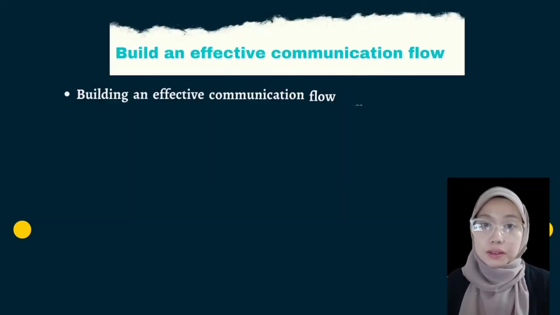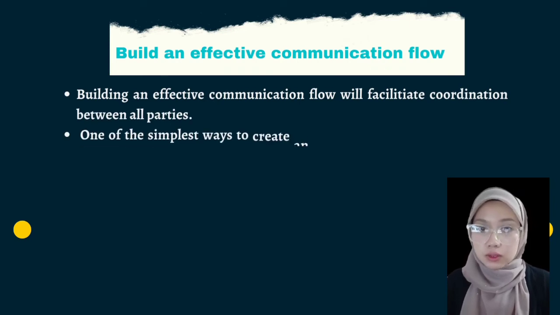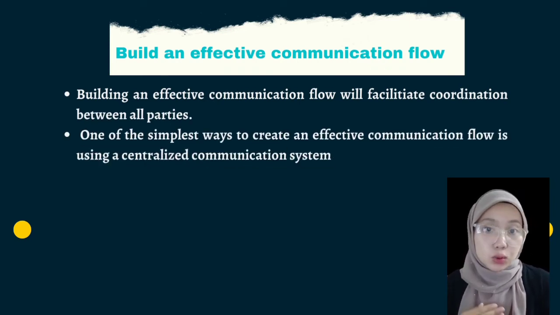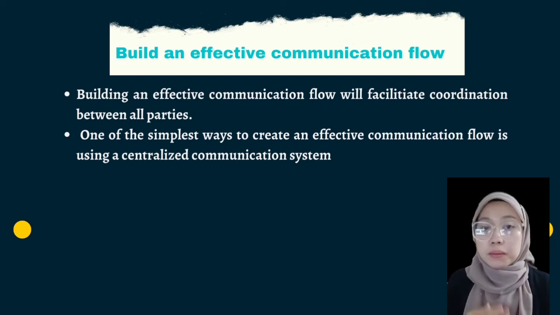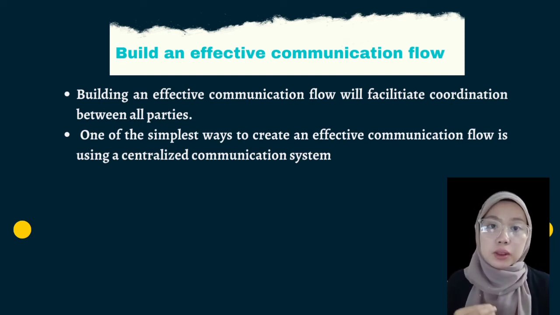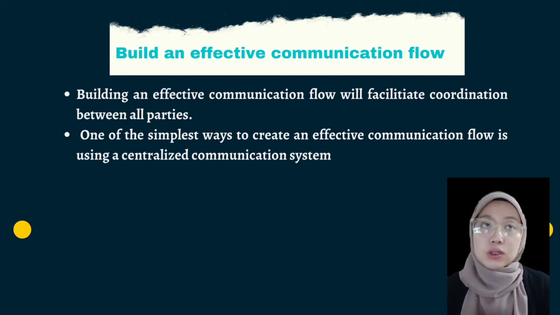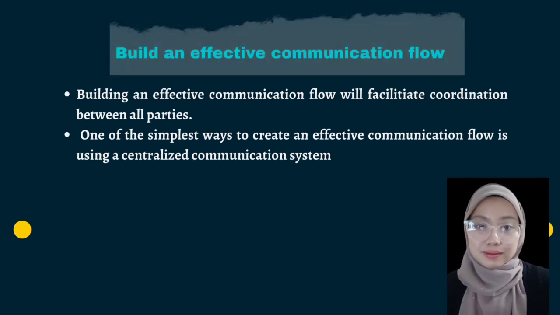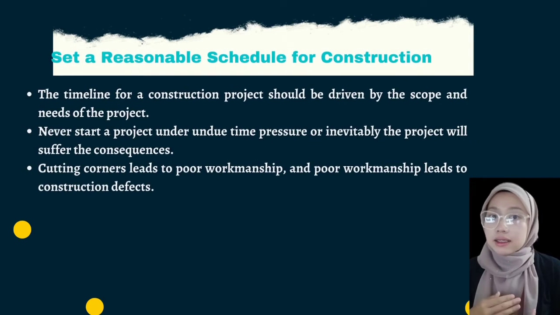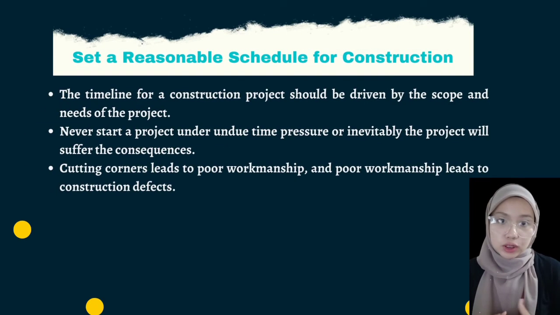The second is to build an effective communication flow. Communication is crucial in every phase of any construction project. Building an effective communication flow will facilitate coordination between all parties. One of the simplest ways to create an effective communication flow is using a centralized communication system. Third is to set a reasonable schedule for construction.